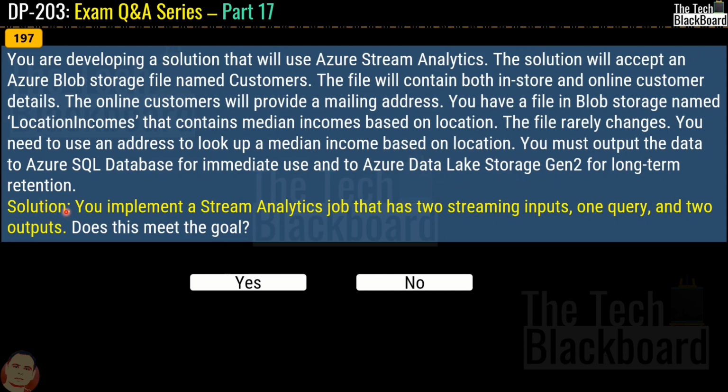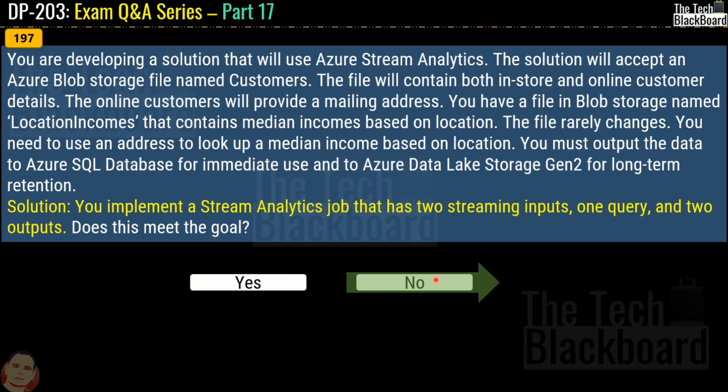The solution given here is that you implement a stream analytics job that has two streaming inputs, one query and two outputs. Does this meet the goal? So basically, you have to tell whether this solution will be able to fulfill this business scenario. The correct answer for this question is no. So what exactly is the correct solution? Let me show you two more variations of the same question, and along with that, I will also tell you the correct solution.